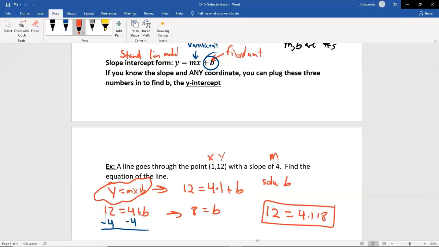That's true, but this is not a model. This is not an equation. There's no variables in here. This doesn't show you any type of relationship between two things. So that's not what you're supposed to do.